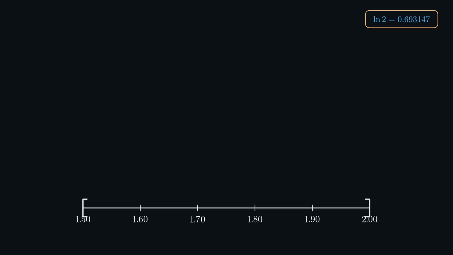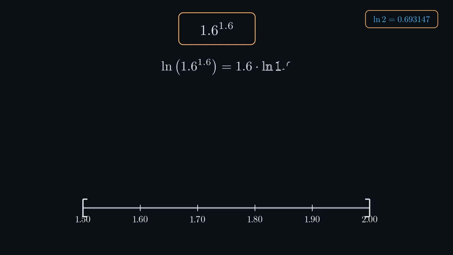0.693147. That number is going to follow us around all night, so I'm writing it at the top of the page like a trophy. Right, back to the hunt, now armed. 1.6 to the 1.6. Take the log. That's 1.6 times natural log of 1.6. And natural log of 1.6?